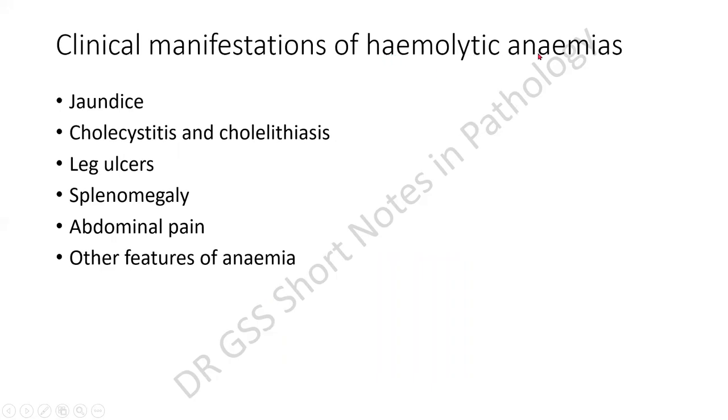And as we had seen earlier, there is a definite set of anemias called hemolytic anemias. Under that, you have jaundice, cholecystitis, cholelithiasis, leg ulcers, splenomegaly, abdominal pain, and there can be other features as well.